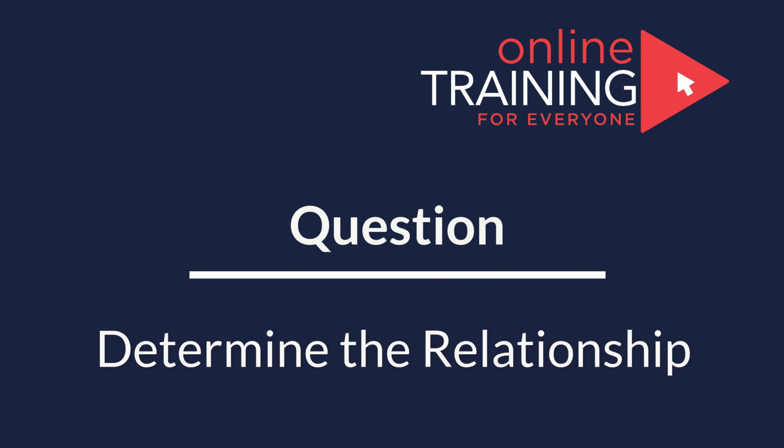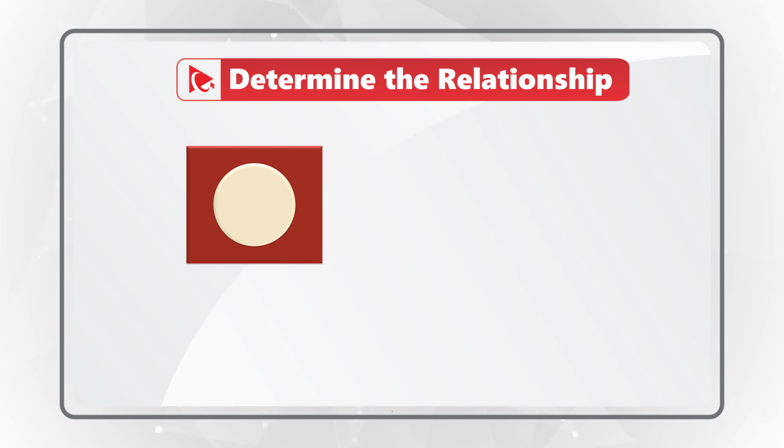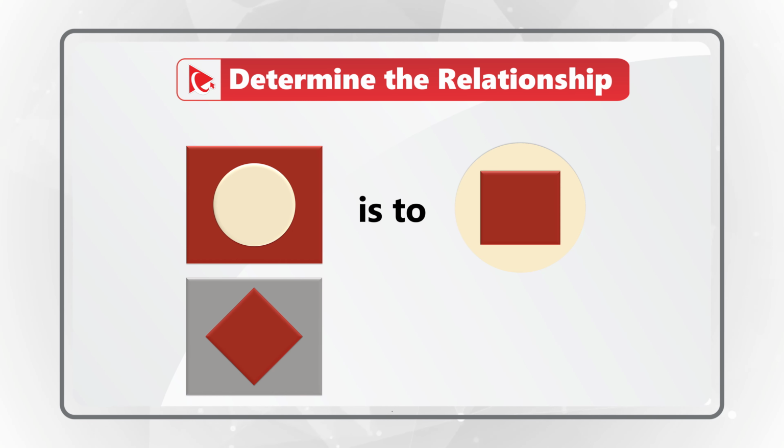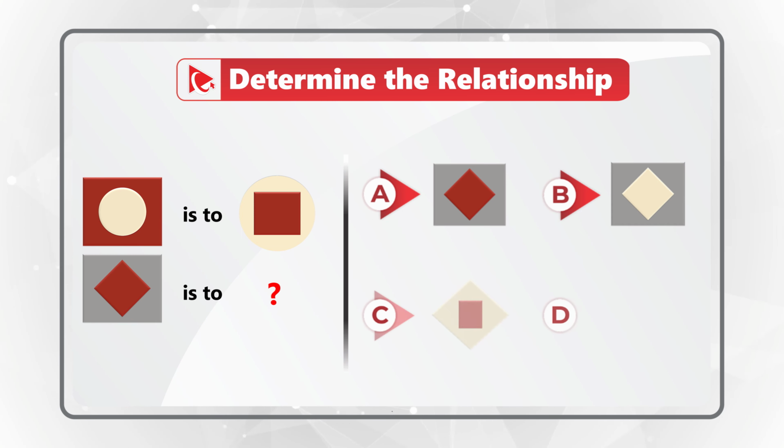Here's an amazing question where you need to determine relationships between the objects. You're presented with the 2 pairs of objects. In the first example, a red rectangle with another object inside has the is-to relationship to the yellow circle with another object, also with another object inside. You need to determine the relationship of the gray rectangle with the red diamond inside and find the missing object among 4 different choices. Choices A, B, C, and D.